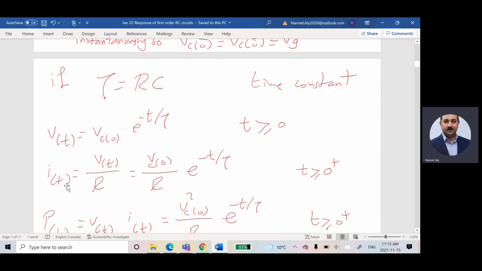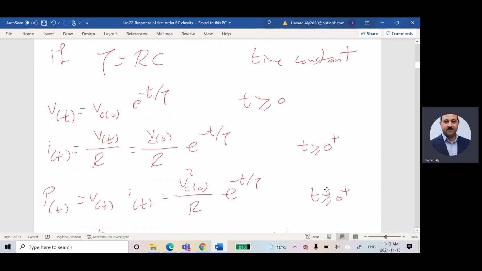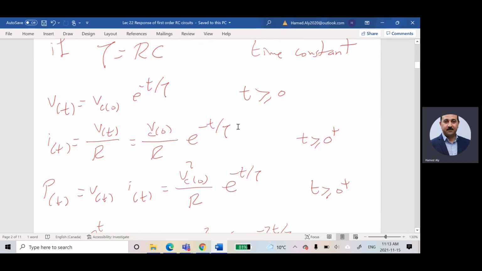So I is equal to V over R, which is Vc of 0 over R times e to the power negative t over tau. Again, for t greater than or equal to 0 positive. Then if you would like to find the power P of t, it's equal to V of t times I of t. So you will multiply this guy by this guy. It will give you Vc of 0 squared over R times e to the power negative t over tau.